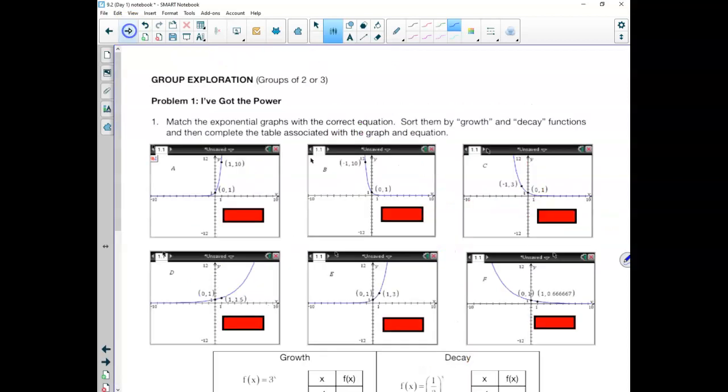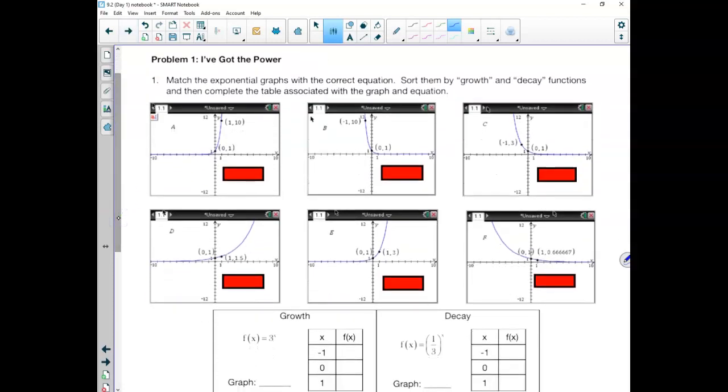Okay? So what I'd like you to do is go through all 6 of these graphs here. First, label each one. You don't have to cut them out. Label each one of these graphs as either a growth or a decay function. Then we're going to complete the tables below, and then we're going to match each table with the graph. Well, it's not that bad.